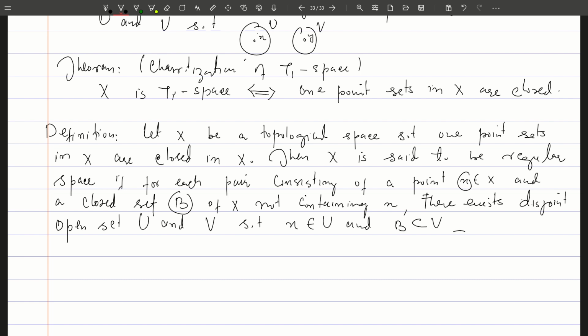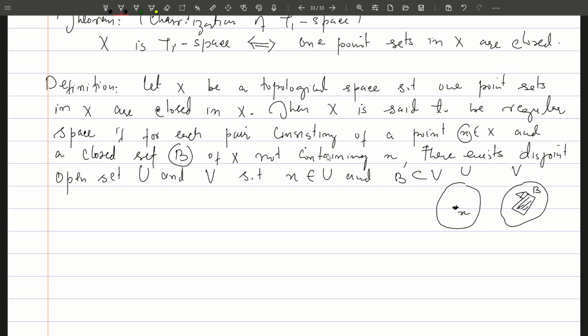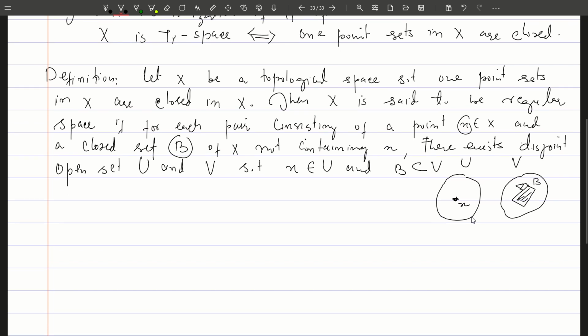Diagrammatically, this is the open set U which contains the point x, and this is the open set V which contains the closed set B. If this is the situation, if we can always separate such a pair, then we call X a regular space.